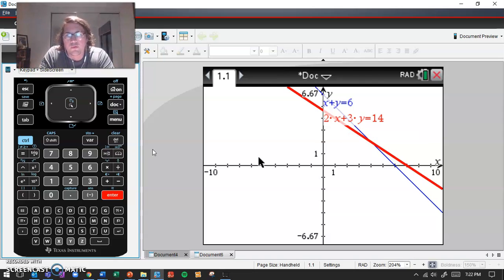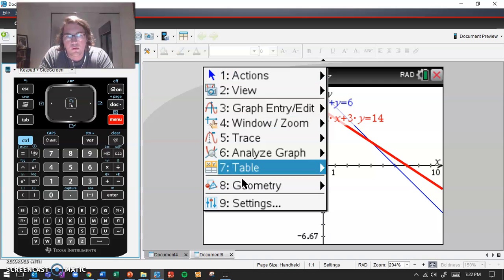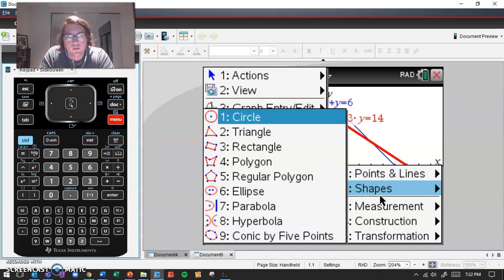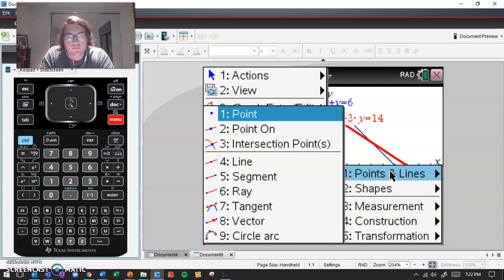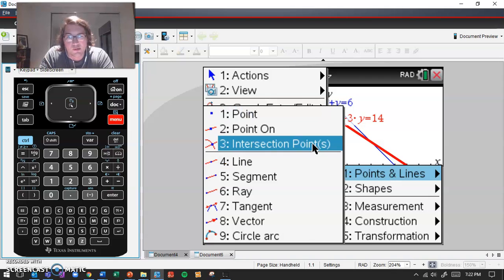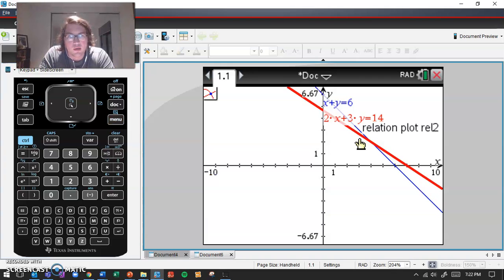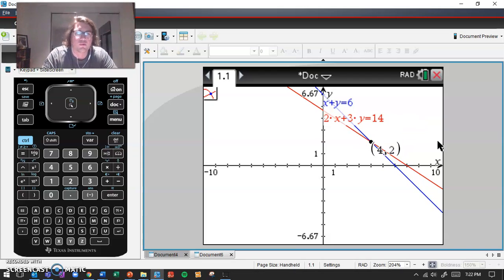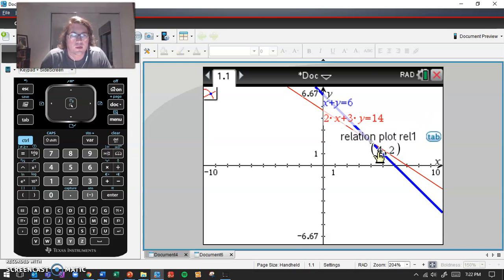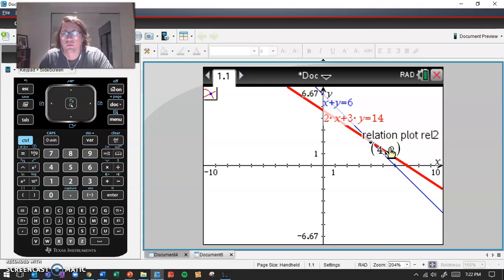If I want to find the point of intersection for those, I have to use another function on the calculator. I press menu, geometry, points and lines, intersection points. Then all I need to do is click on my two lines. If I do that, it shows me the point there for 4 and 2. X is 4, y is 2. Okay, so there's the two learning goals.